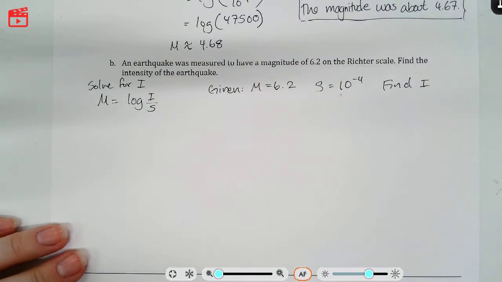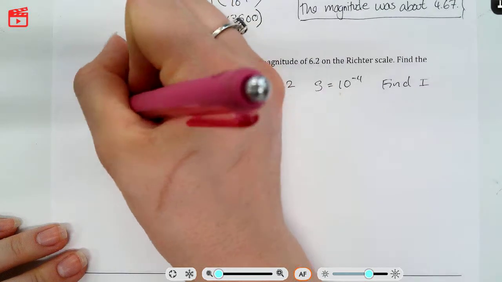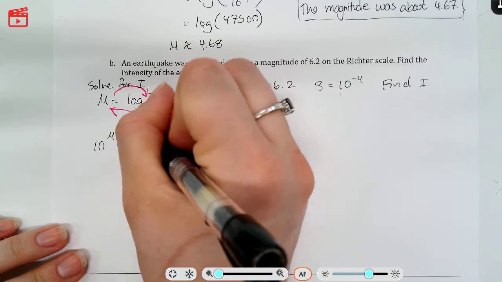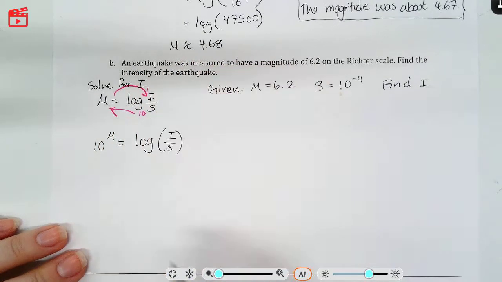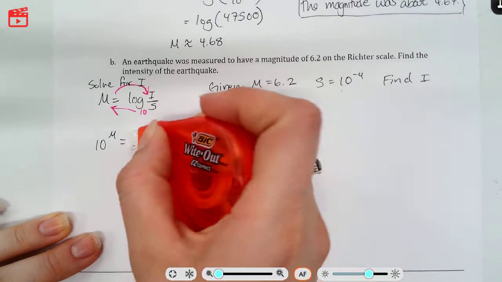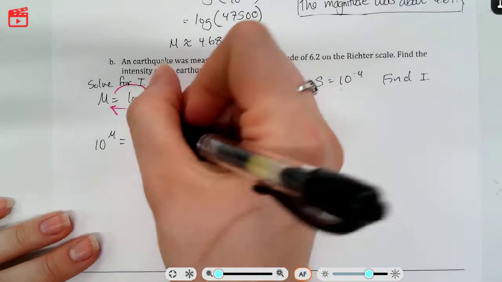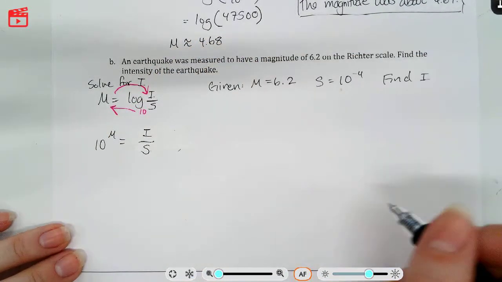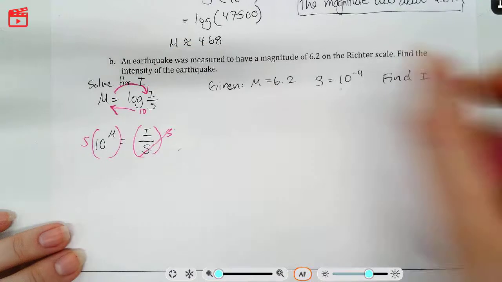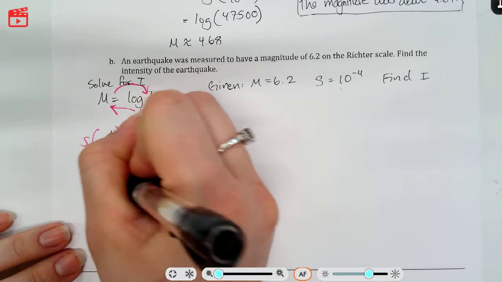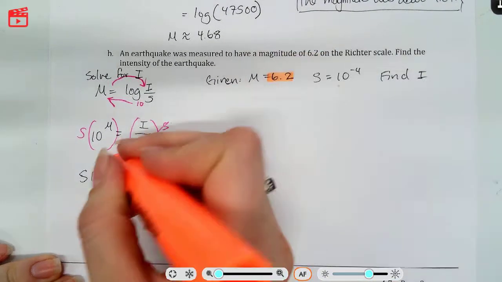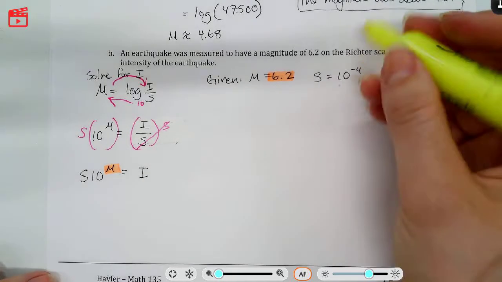To get it out of the argument, I'm going to turn it into exponential form. So that's base 10. It's going to be 10 to the M power equals... Oh, not log, I'm sorry, we've just taken it out of logarithms. 10 to the M is going to equal I over S. Multiplying both sides by S to get I by itself, we get S times 10 to the M power equals I. So subbing in our values here, we have M is 6.2, and then S is 10 to the negative 4.